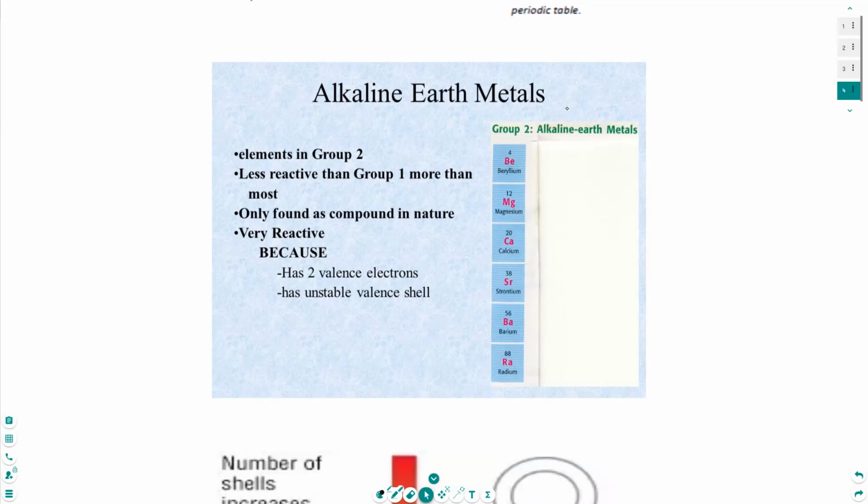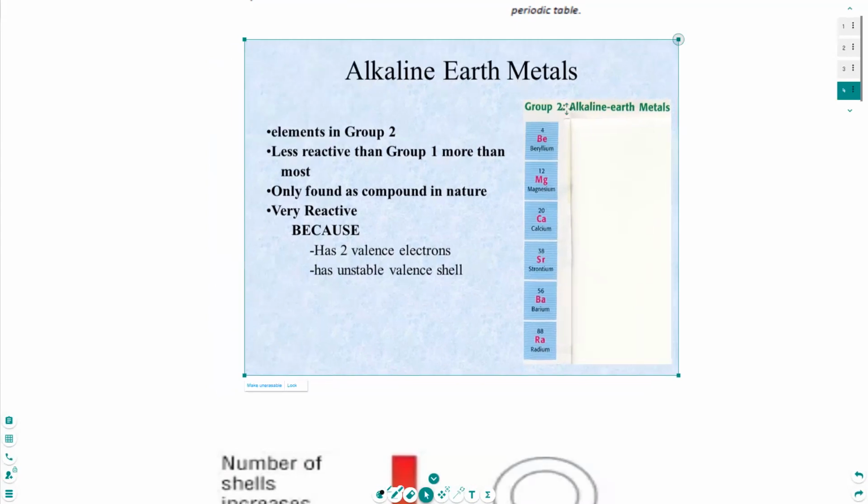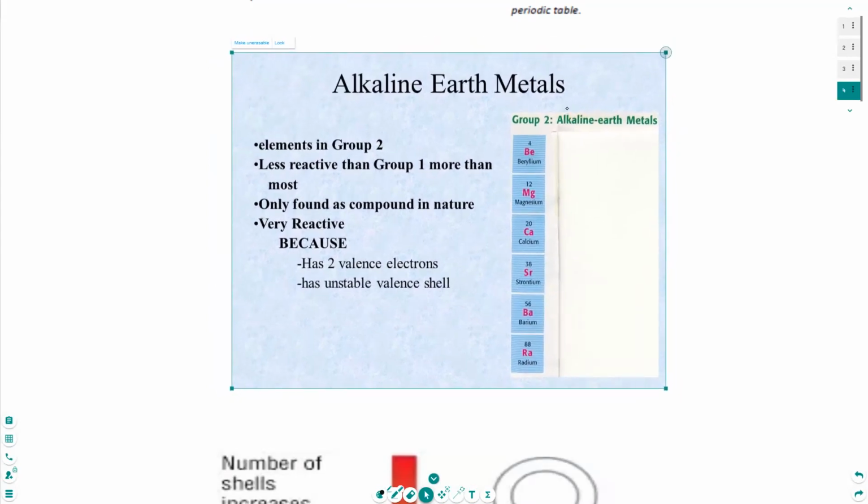All right, now our group 2 elements are not as reactive as group 1 elements. Our group 1 elements are known as our alkali metals. They are more reactive. And our group 2 elements are found in nature as compounds because they're very reactive. And as we stated before, they do have 2 electrons on their valence shell, and they have an unstable valence shell, meaning that they would want to lose those 2 electrons.